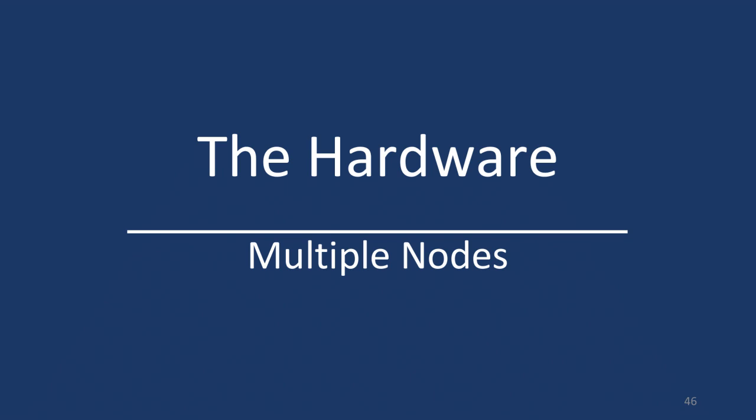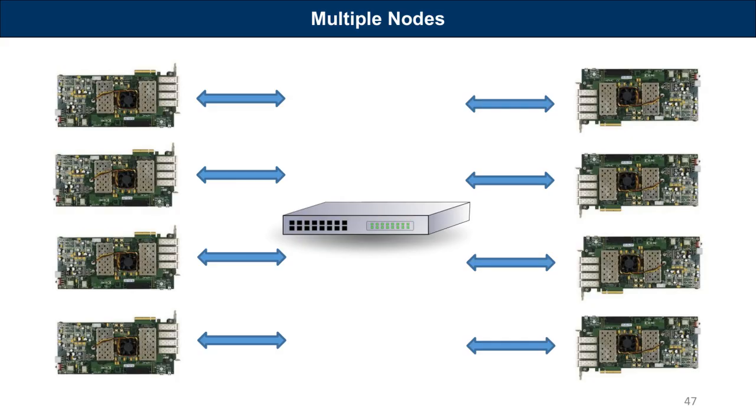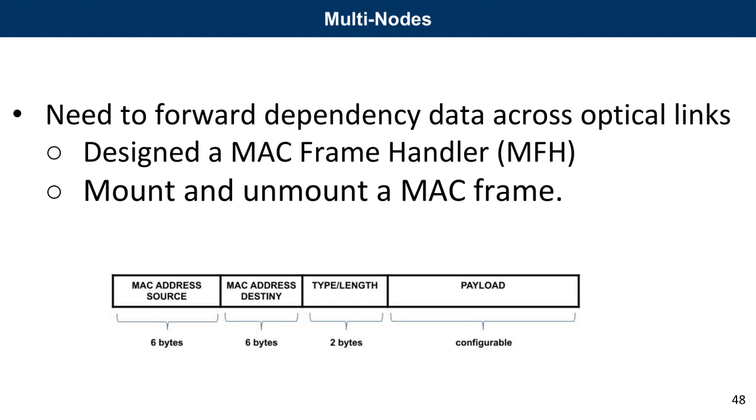We also propose solutions to execute on multiple nodes of FPGAs. At this moment, we have a cluster with 8 FPGAs connected through an optical switch or point-to-point. For multi-node task execution, we needed to forward dependence data across optical links. For this data to be able to pass through the fiber, it needed to be in a MAC frame format. For this reason, we designed a module called MAC Frame Handler that is responsible for mounting and unmounting the MAC frame. That way, the IP will work only with useful data.